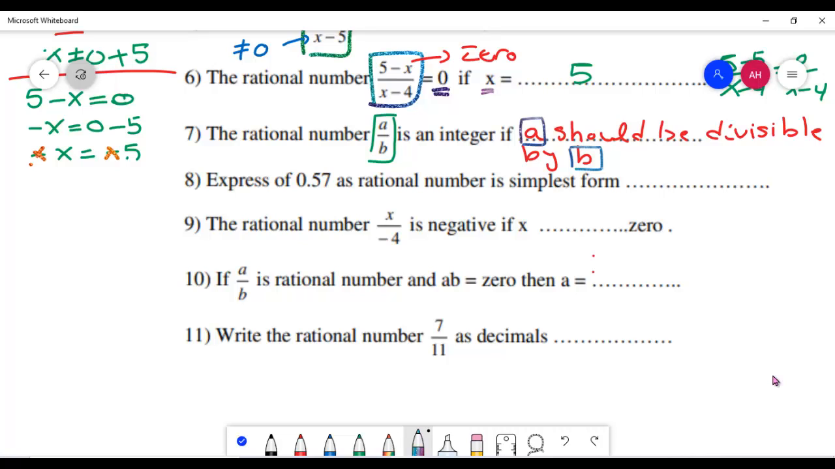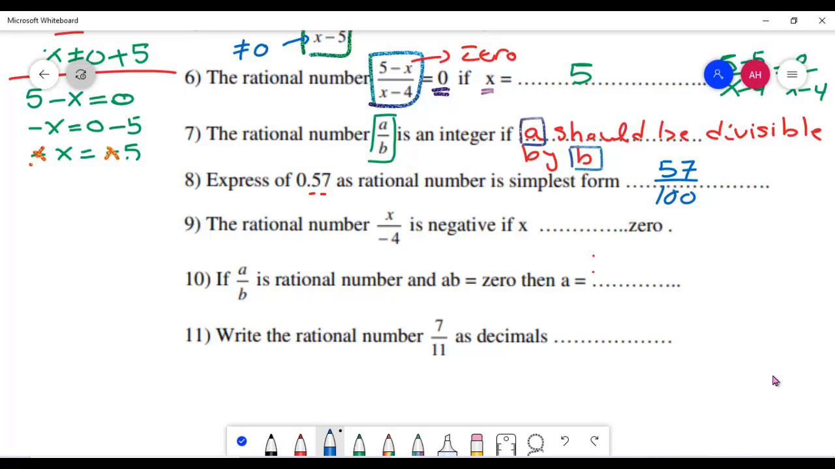Number 8: express 0.57 as a rational number in simplest form. We said that to write a decimal as a rational number, in the form of a fraction, we simply count how many decimal places we have. In this case, we have 2 decimal places. As a result, I will have my denominator as 100. And then I'm going to put the number as it is, but without the decimal point. 57 over 100 is in the simplest form because there is nothing common between 57 and 100 that I can divide by.